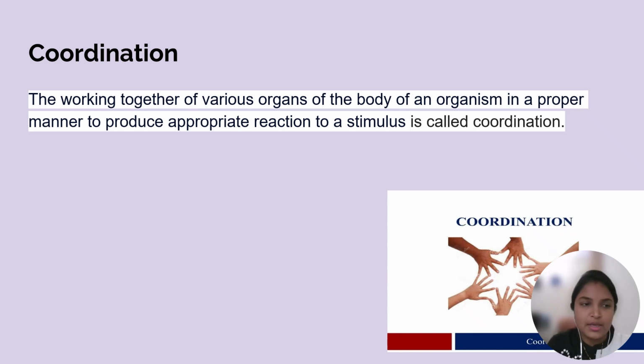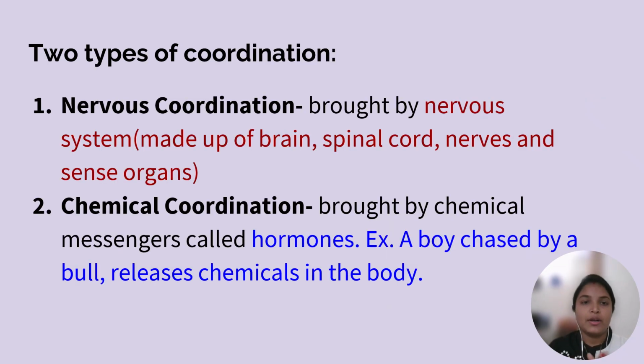All right. For example, when you touch any hot object, what do you do? You just withdraw your hand from the hot object. So the hot object acts as a stimulus to you, and the withdrawing of the hand from the stimulus you get because of the response that is generated in the body. All right. So there are two types of coordination, the nervous coordination and the chemical coordination.